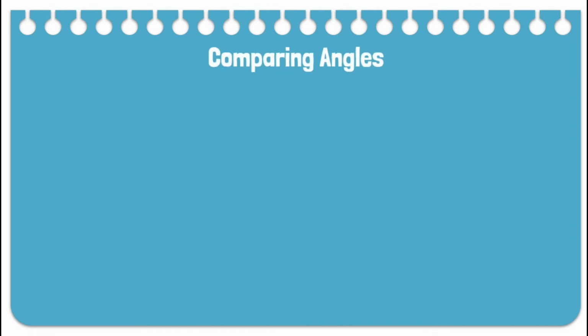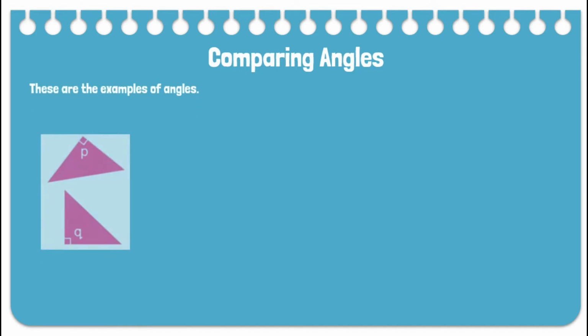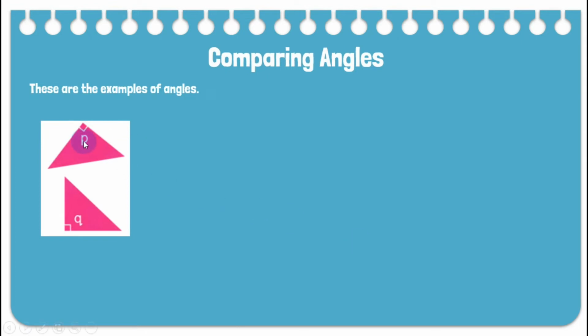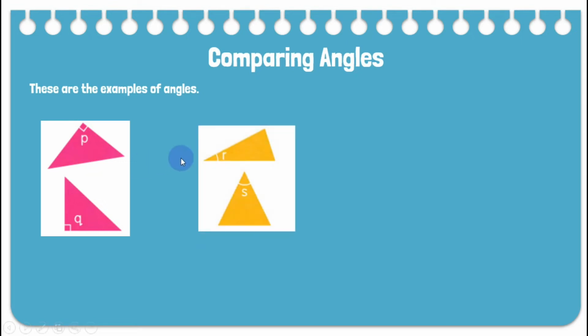Comparing angles. There are 3 types of angles. Now we can compare angles as greater or smaller than right angles. These are the examples of angles: P and Q. Do you still remember the symbol of this? Yeah, correct. Right angle. And this.